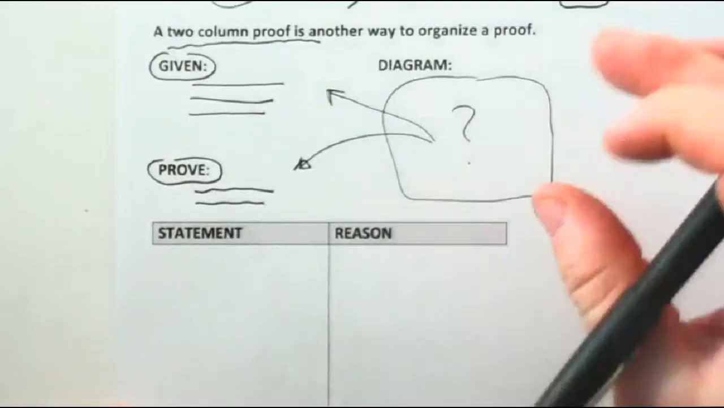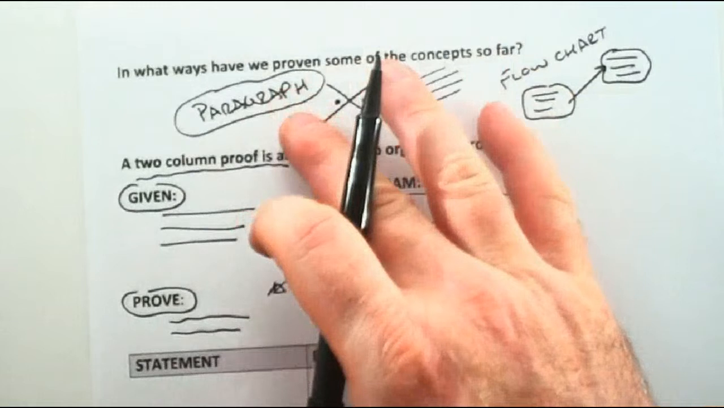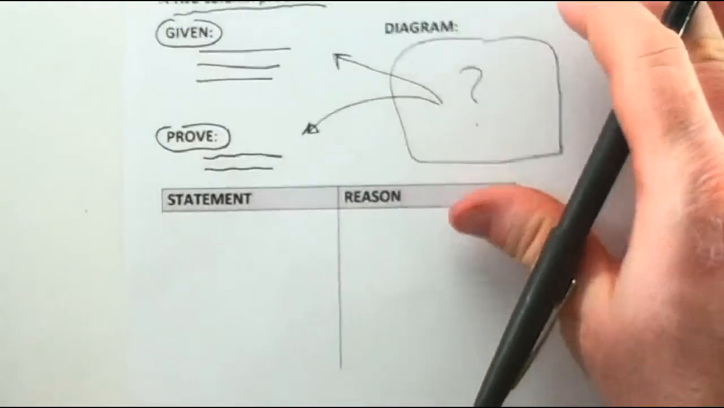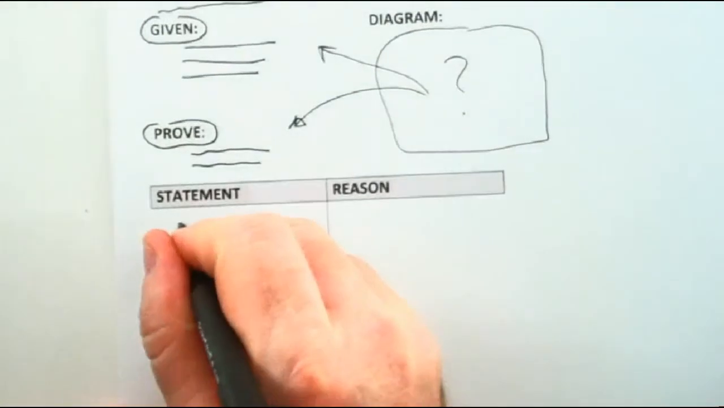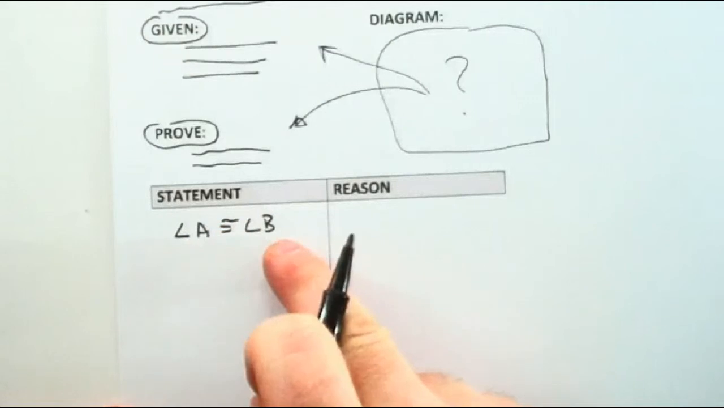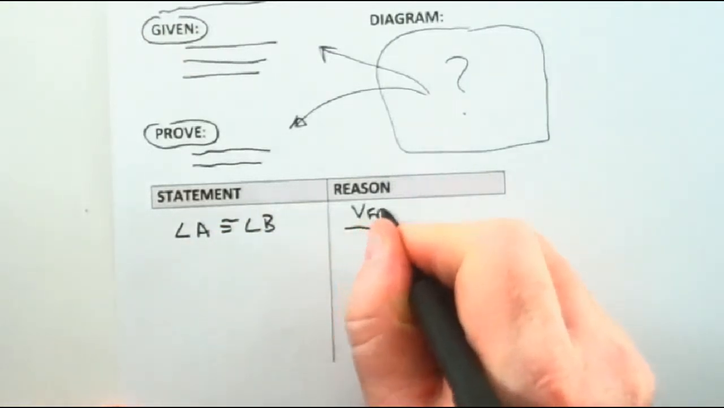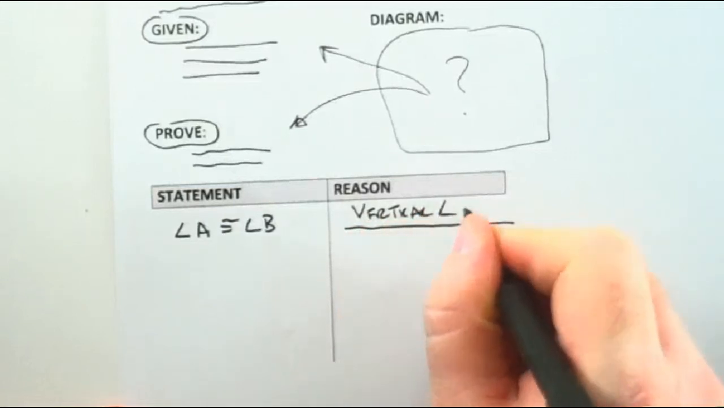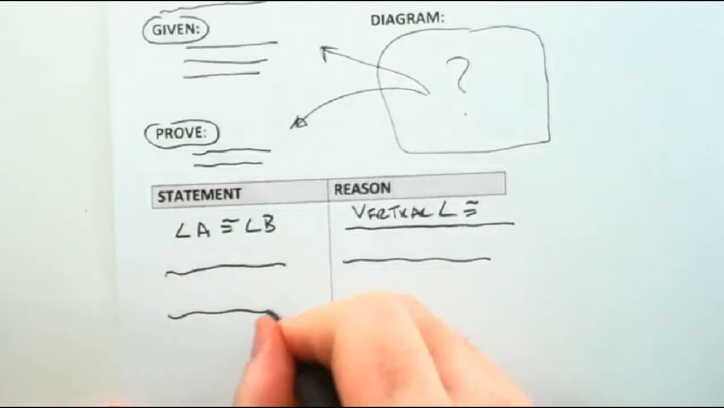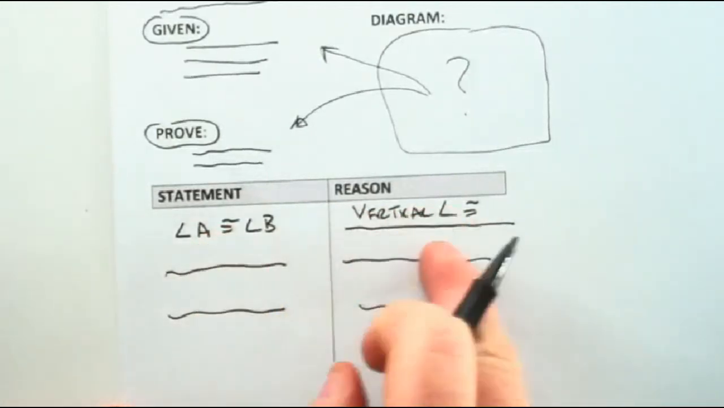Now, the way a proof in two columns works, if we were doing a paragraph proof, we would just describe, I know this because of this, and I know this because of this. In this case, maybe you'd say, well, I know angle A is the same as angle B. So you make a statement of something you know, and then you give a reason. You might say, oh, because vertical angles are congruent. And then you might make another statement, and another reason, and another statement, and another reason. So these are the statements, and then you back it up with good reasons.